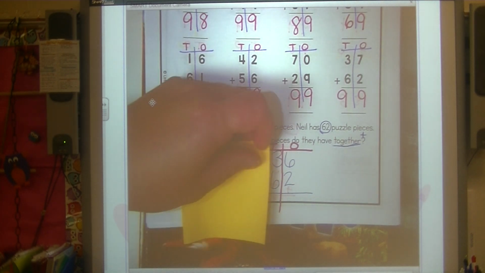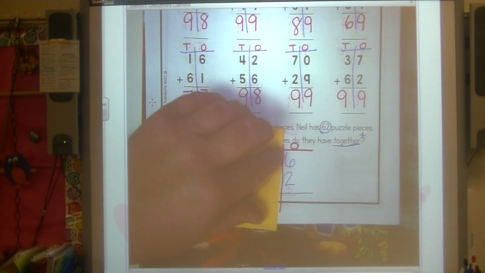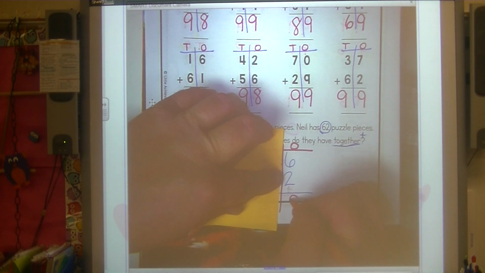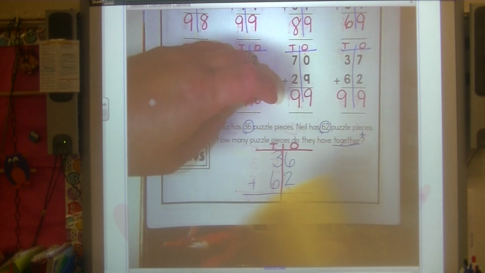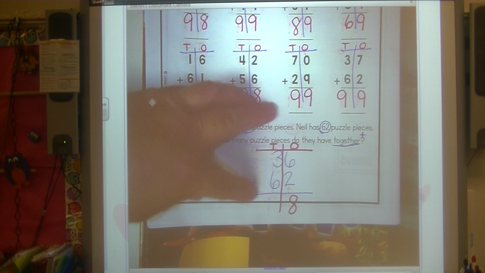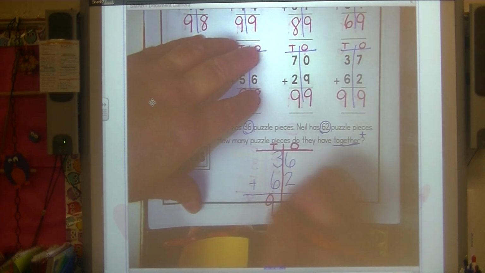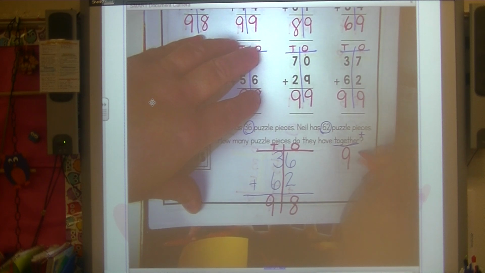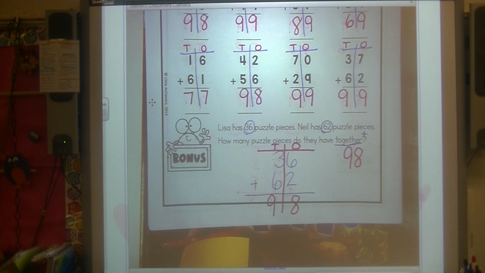All right, so I'm going to cover up my tens side and add my ones. 6 plus 2 is 8. And then in my tens, 3 plus 6 is 9. They had 98 pieces all together. 98.